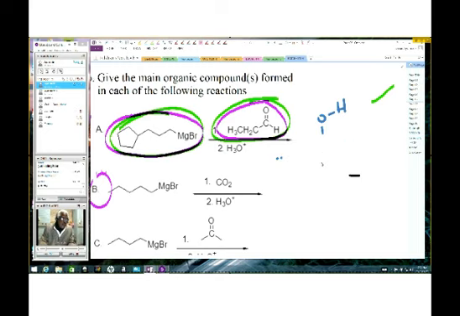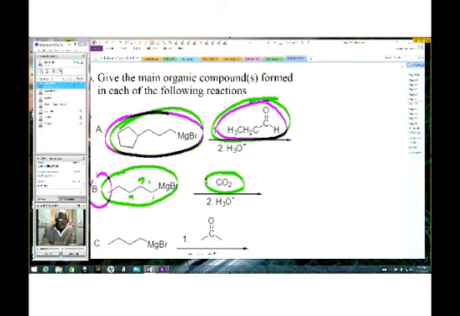So you have your Grignard reagent here. Of course, you have carbon dioxide. How many carbons do we have in the Grignard reagent? 1, 2, 3, 4, and 5. So let us draw that. 1, 2, 3, 4, 5. And then we have the carbon from the carbon dioxide. So the answer to B is this here.